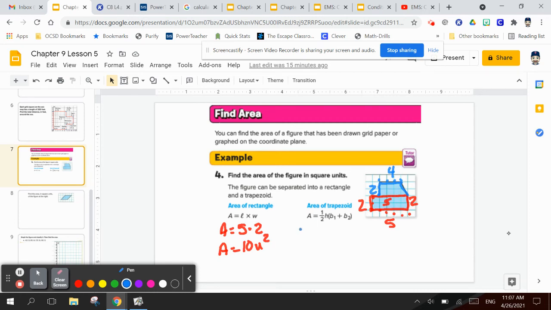To find the area of the trapezoid, I take the area equals 1/2 times the height, which is 2, times base 1, which is 5, plus base 2, which is 4. 1/2 of 2, half of 2 is 1. So 1 times 9, 5 plus 4 is 9. So the area equals 9 units squared. So to find the area of both, I have to add the 10 plus the 9 to get 19 units squared.